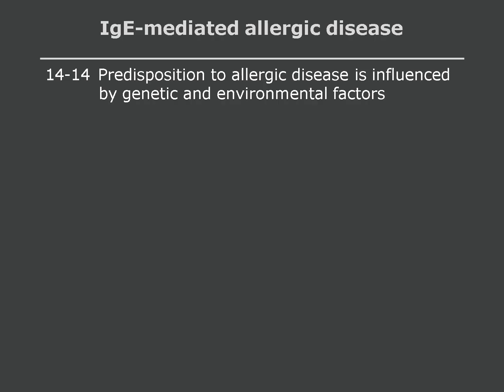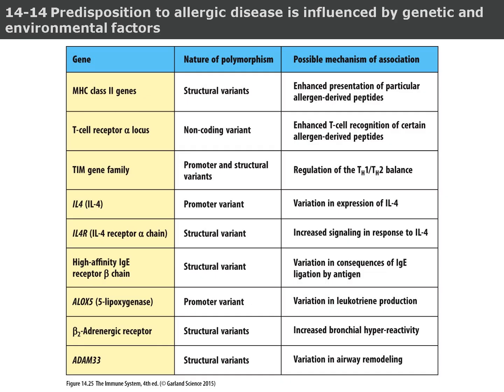Predisposition to allergic disease is influenced by genetic and environmental factors. Genetic polymorphisms influence susceptibility to allergic diseases by affecting immune system regulation. Structural variants in MHC class II genes enhance the presentation of allergen-derived peptides. Non-coding variants in the T cell receptor alpha locus increase T cell recognition of allergens. Promoter and structural variants in the TIM-Jun family regulate the balance between Th1 and Th2 responses.